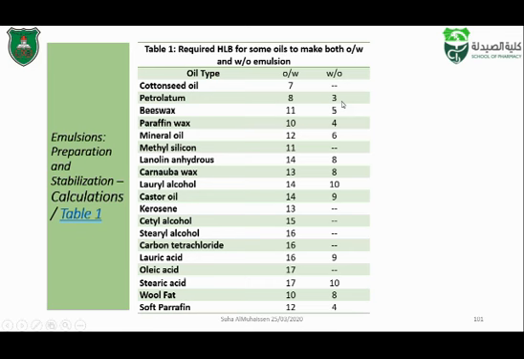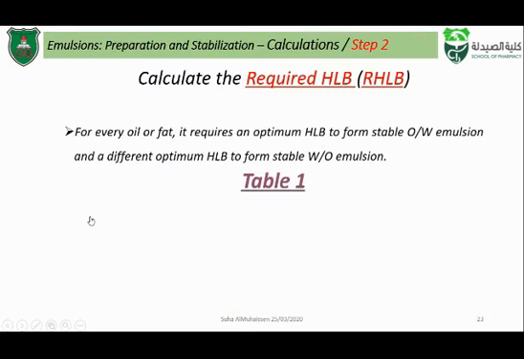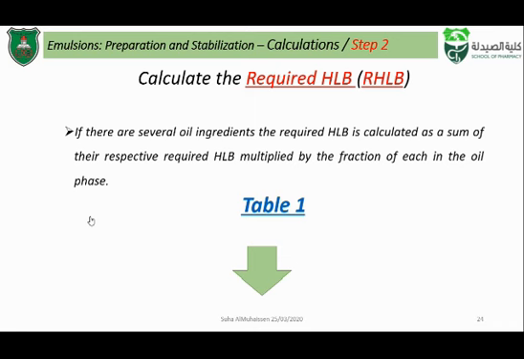That to prepare an emulsion with an oil phase constituting petrolatum, you need to provide it with 8 HLB value to form oil in water emulsion, but to form water in oil emulsion, you need to provide it with 3 HLB. Then, what if our oil phase in the emulsion to be prepared has more than one ingredient in the oil phase? Here is the rule.